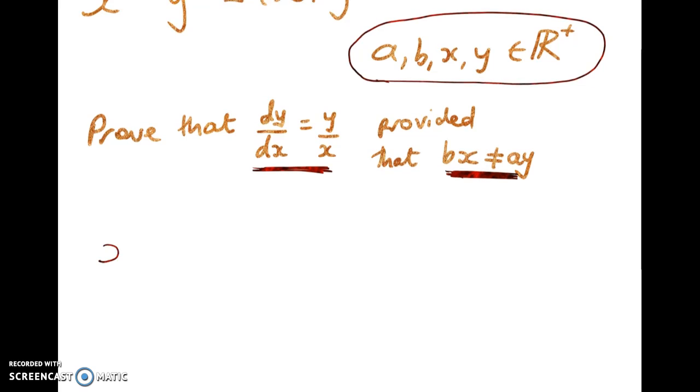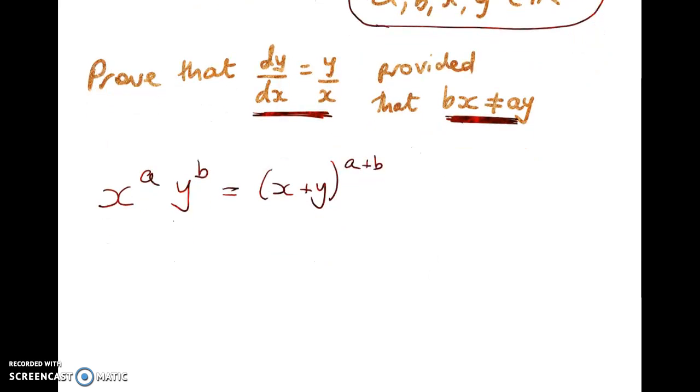Well, this looks pretty awful as it is. We've got x to the a, y to the b equals x plus y to the power of a plus b. So I don't want to work with it like that at all. It's going to be horrible trying to do implicit here and here. So I'm going to take logs on both sides. So if we take the natural log on the left-hand side and the natural log on the right-hand side, this is what I start with.